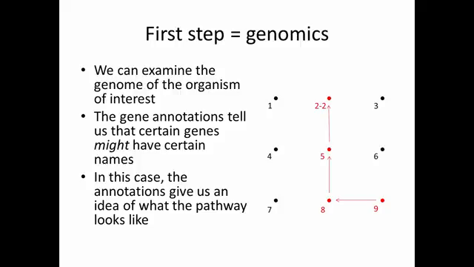So the first step, and I think this often, if not always, gets us the pathway that we are most interested in, is we look at genomics. We take the genome of the organism, we use whatever our favorite database is, and we look at the annotations of the genes that potentially could be part of the pathway we're interested in. So the gene annotations will tell us that certain genes might have certain names, and in this case the annotations would give us an idea of what the pathway looks like. So in this case we see the pathway starts at number 9 as the substrate, number 8 is an intermediate, then number 5, then clearly number 5, still a 6-carbon compound, splits to 2 number 2s. And those are our products there.